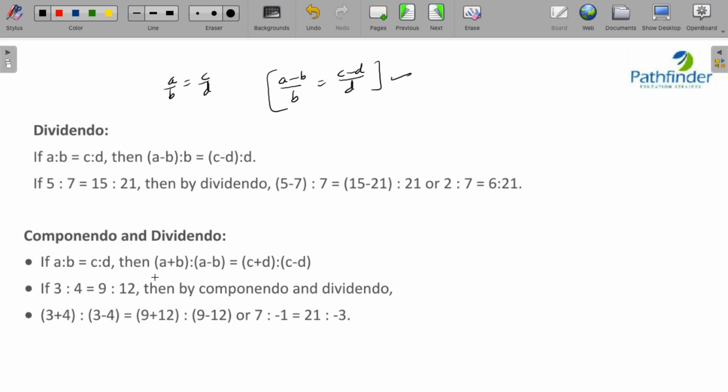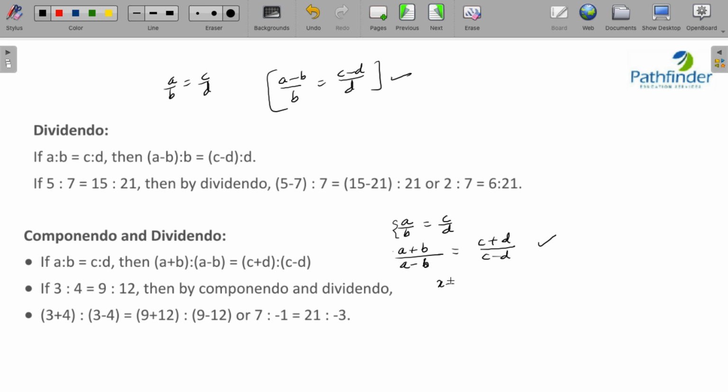Similarly, we have componendo and dividendo. What is that? If A upon B is equal to C upon D, तो न्यूमरेटर में आप सम लिखो न्यूमरेटर और डिनोमिनेटर का A plus B, और डिनोमिनेटर में लिख दो A minus B. Just write A plus B in the numerator and A minus B in the denominator. Similarly, you write C plus D in the numerator and C minus D in the denominator. This operation componendo and dividendo कई बार इक्वेशन सॉल्व करने में बड़ा हेल्प करता है.